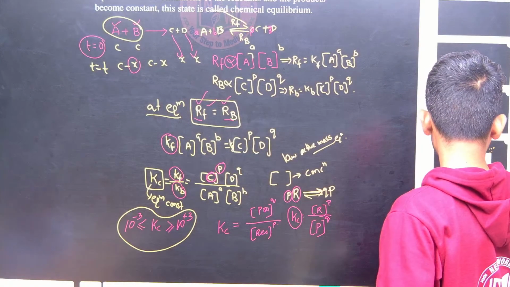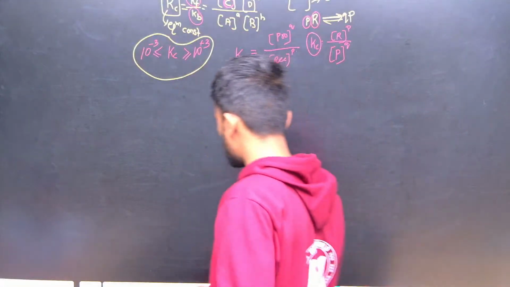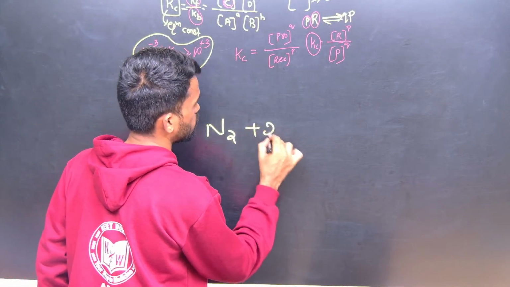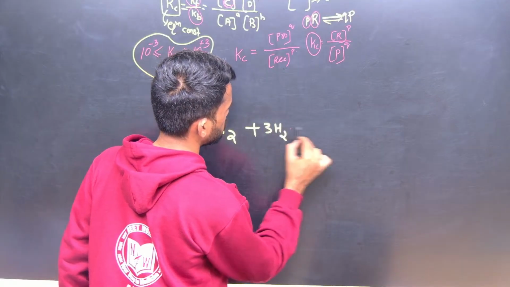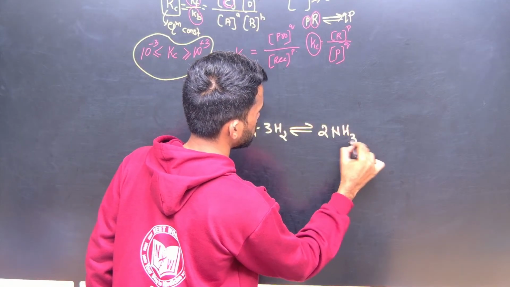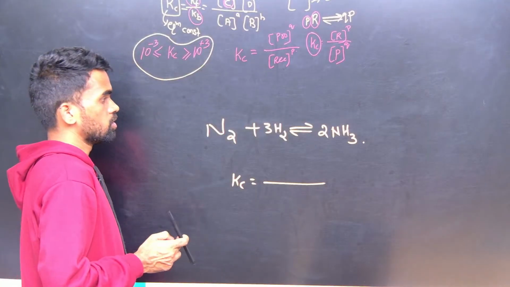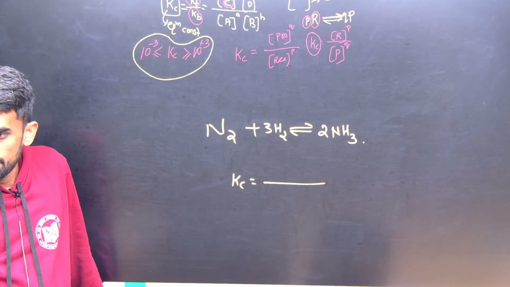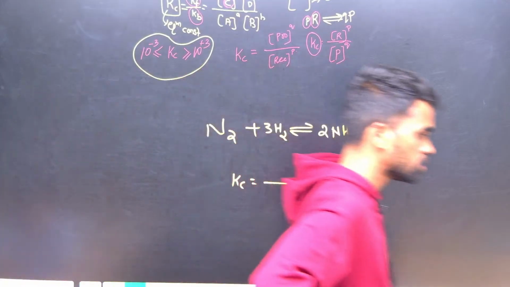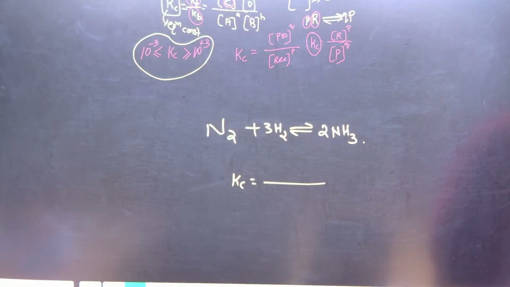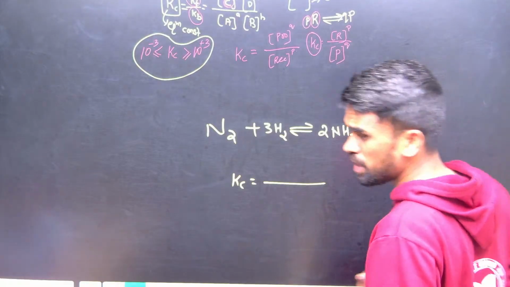Okay, next. Now I will ask you one question. For example, I am asking you to write Kc for this particular equation. What should we write? Kc is the equilibrium constant, written with brackets for concentration: the concentration of product divided by the concentration of reactant.